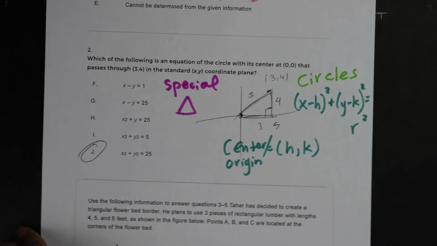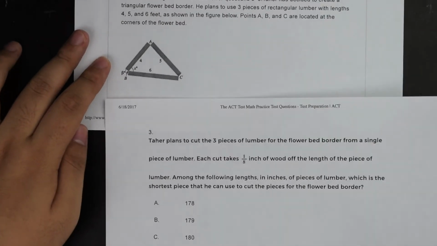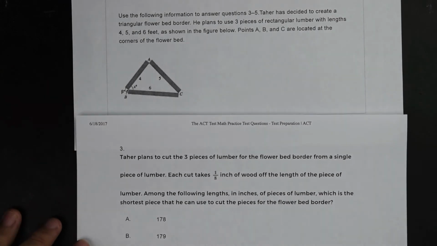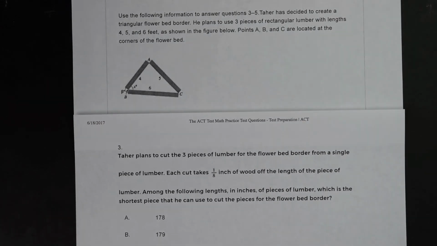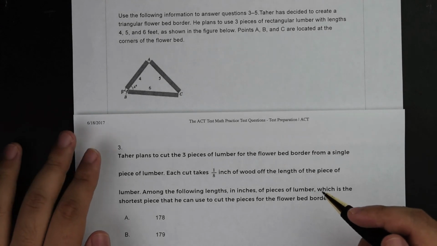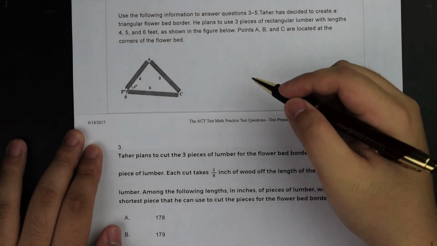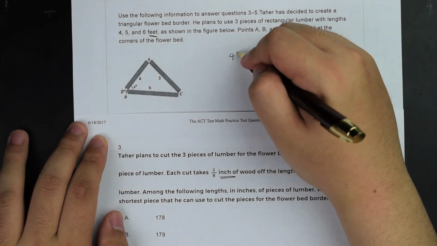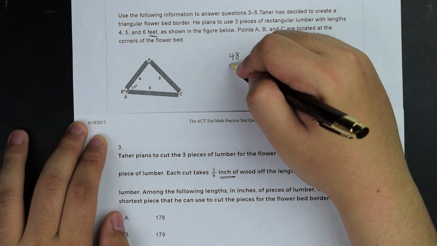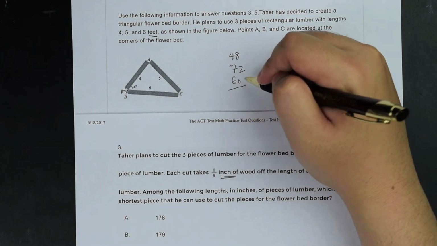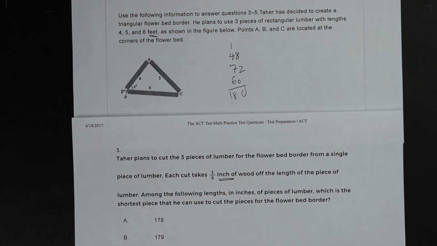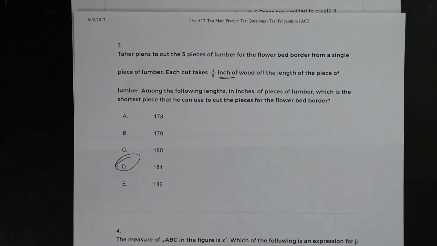Now I'm going to continue on to number 3, but I'm going to set up first because this question looks like it requires multiple parts. Okay, so 48, 72, 60, 10, 13%, 180. It takes 1/8 off, so 181. Okay, so for number 3, my final answer is going to be D. Sorry about that, because it doesn't fit in the picture.